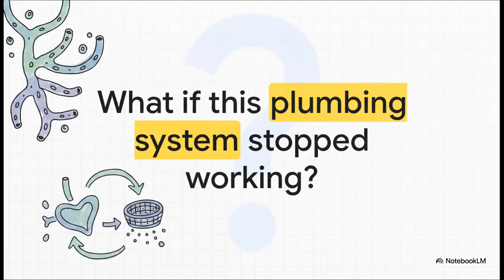Which leaves us with a pretty fascinating thought to ponder. Now that you intimately understand the mechanics of how this fluid escapes, changes its identity, is collected, pumped, and filtered, what would happen if this hidden plumbing system suddenly just stopped working? How quickly would that delicate balance of fluid fail? I'll leave you to think about that incredible biological balancing act.